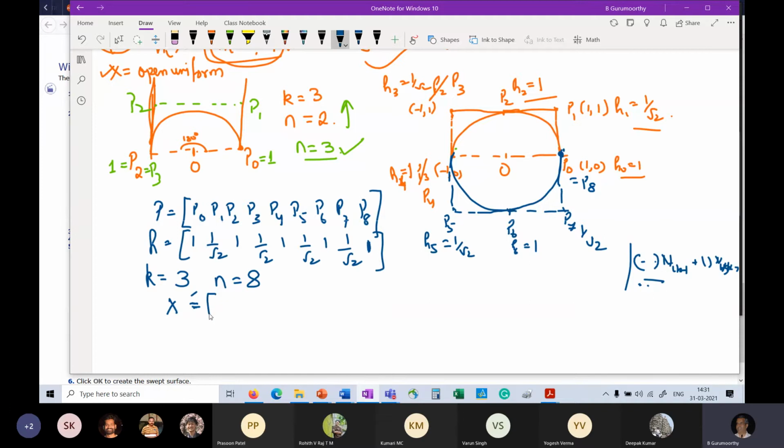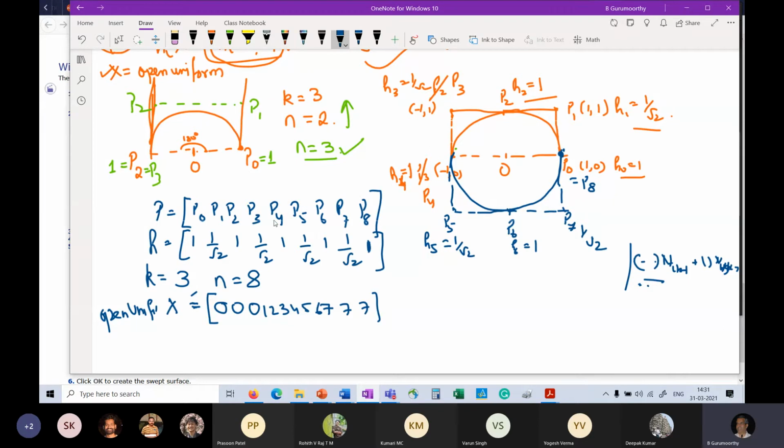So X corresponding to this particular combination, right? If I insist on the open uniform knot vector, we have said that by default, you'll always get the open uniform knot vector, which means the first k elements are 0 and the last k elements are n minus k plus 2. So this is 8 minus 3 is 5 plus 2 is 7, 7, 7. And in between I get 1, 2, 3, 4, 5, 6. Right? So 3 plus 3 plus 3 plus 3.